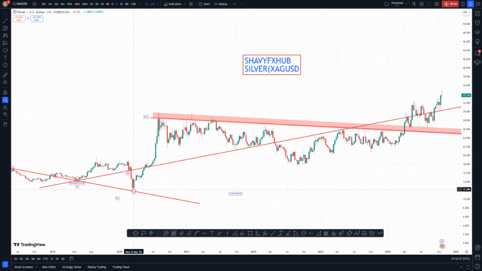This is a support structure, the beginning of a rally in 2020, and price moved up. On the side, we got here a resistance structure. On that resistance structure, this is the wick of the resistance structure. The wick is also important, but we want to see the body of the candle.